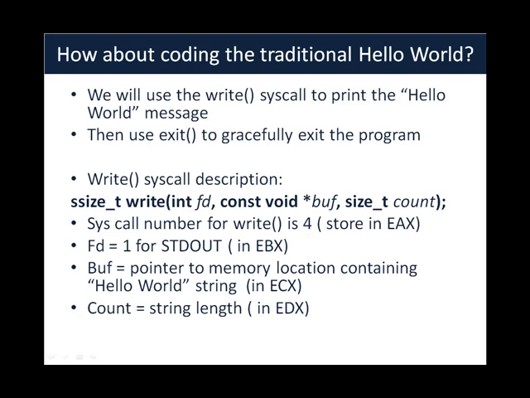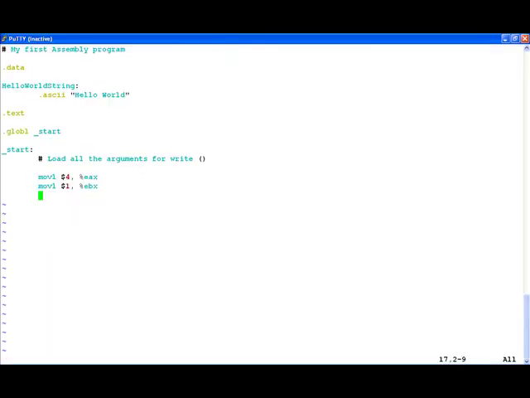The second argument to write is a pointer to the buffer where the string is located. Now the way to get a pointer to the hello world string is just by mentioning the $ sign and then the label. This needs to be moved into ECX.